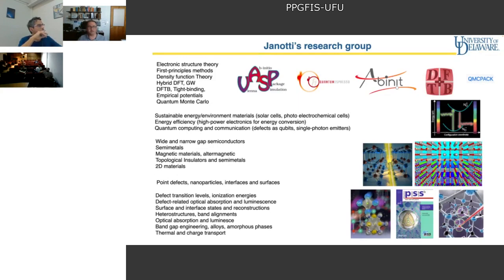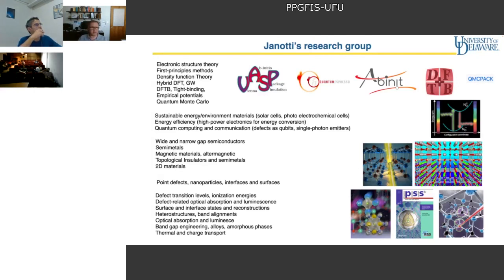The general topic is electronic structure theory, methods that are first principles, that in principle only need the atomic numbers. This is based on density functional theory. We go a little beyond the standard approximation, doing hybrid functionals. And in some cases we go beyond, calculating the quasi-particle energies using the GW approximation.